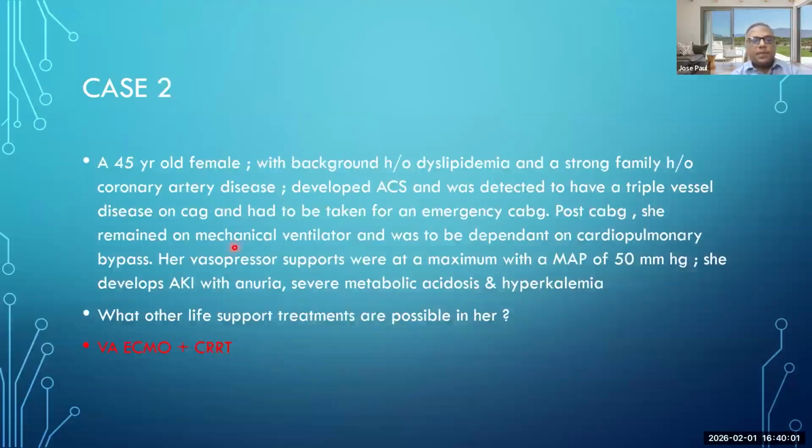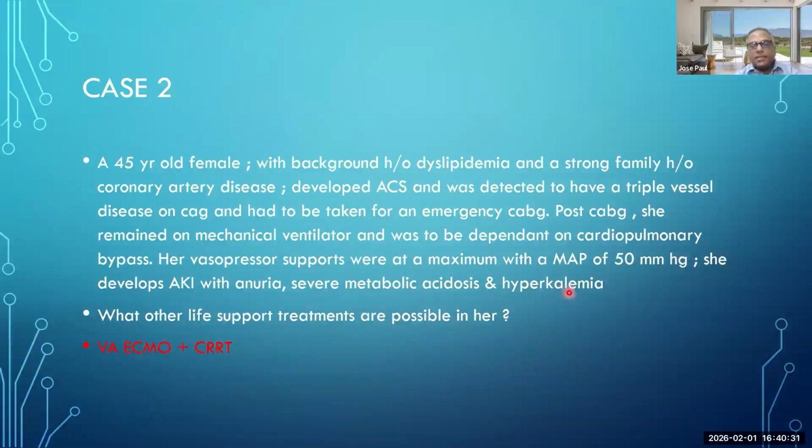Now coming to the second patient, this is a 45-year-old female with a strong family history of coronary artery disease who developed acute coronary syndrome and was taken for an emergency CABG. Post the CABG, she was dependent on the cardiopulmonary bypass, and for some reason the cardiac functions were not picking up. She developed cardiogenic shock with a mean arterial pressure of 15 millimeters of mercury. Subsequently, she developed acute kidney injury with anuria, metabolic acidosis, and hyperkalemia.